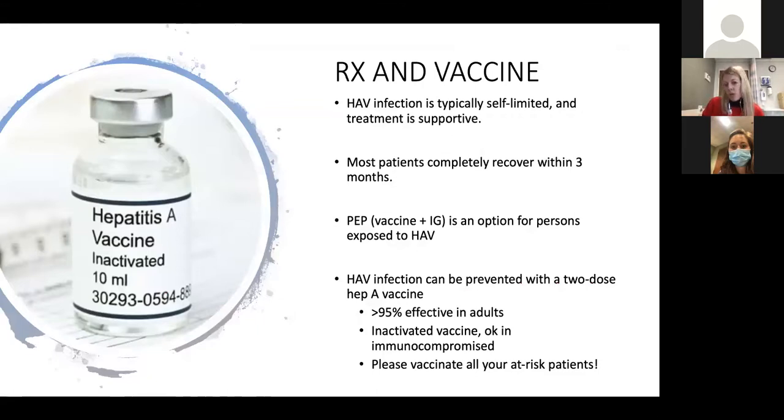As many of you know, the treatment for hepatitis A is typically supportive, as the infection is most often self-limited. As evidenced by our epidemiologic data here in King County, there's a pretty high degree of morbidity, but only about a 1% mortality, and most patients completely recover in about 3 months or sooner. For folks who have had high-risk exposures for hepatitis A, there is post-exposure prophylaxis that usually involves giving the exposed person the hepatitis A vaccine. And in elderly folks and in immunocompromised folks, you can also give the hepatitis A immune globulin.